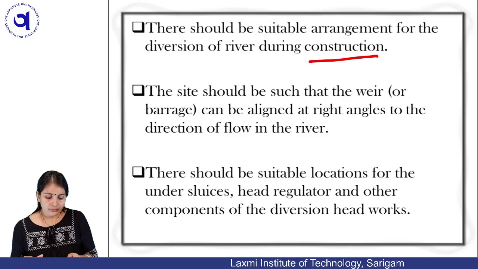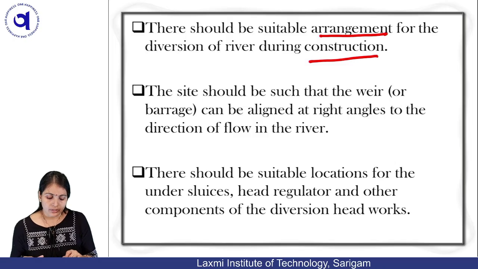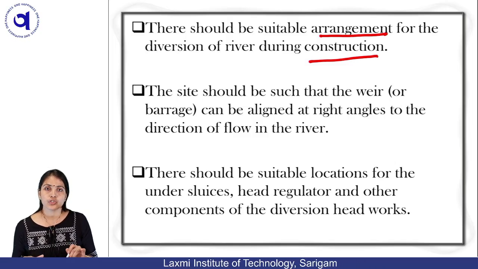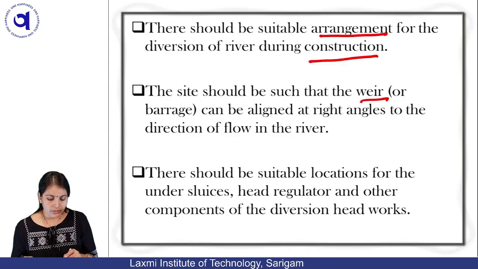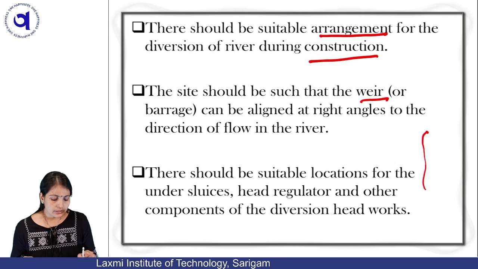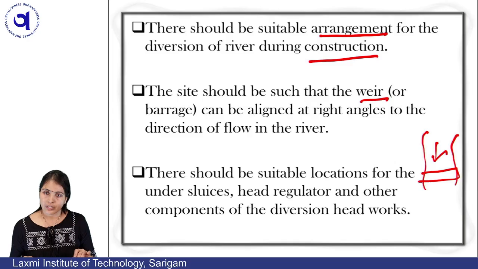So a suitable arrangement should be there for diversion. Then the site should be such that the weir or barrage can be aligned at right angle to the direction of flow in the river. Whatever I am always drawing like this, your river, your weir or barrage is always perpendicular to the flow of the river. So you should keep this in mind while selecting the site of the diversion headwork.